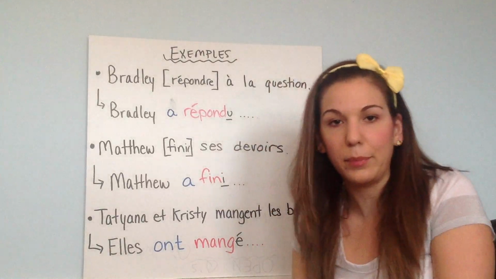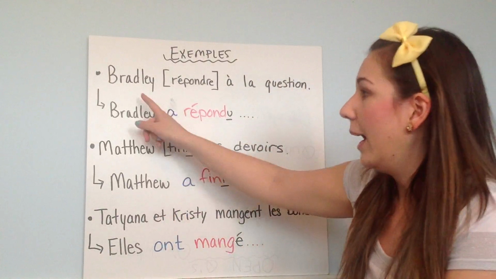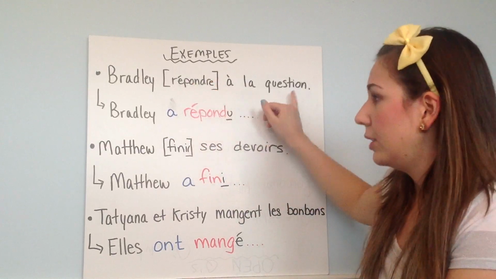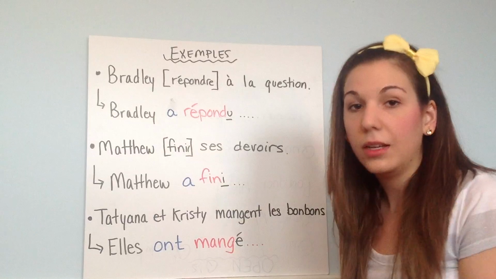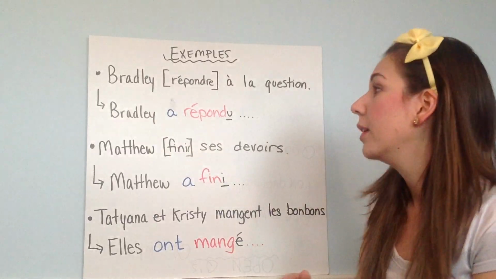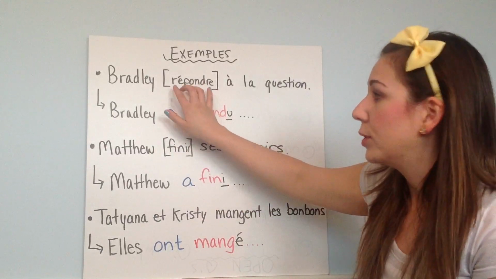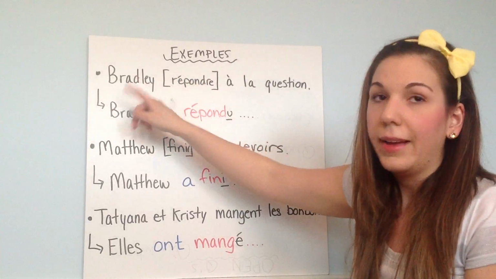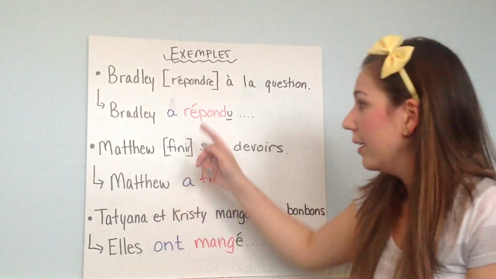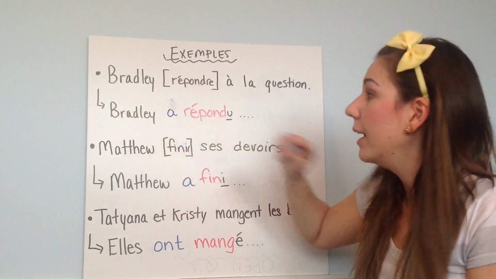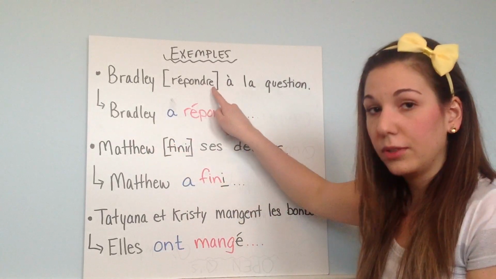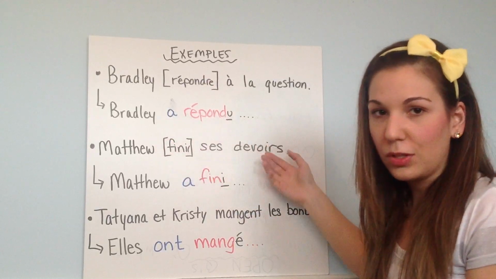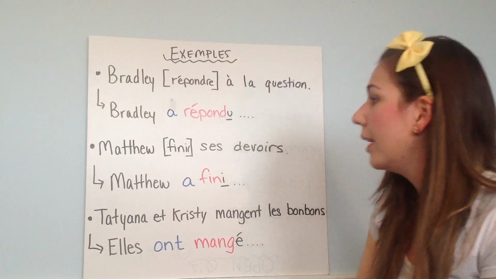Okay, so here are some examples. Bradley répondre, so we have to change this verb, à la question. We want to say Bradley responded to the question. So we know this is the verb. What we need to figure out is the subject, and this would be il. And what goes with il with avoir? A, il a. And répondre is an RE verb, so we change it to a U. Bradley a répondu à la question. He responded to the question.